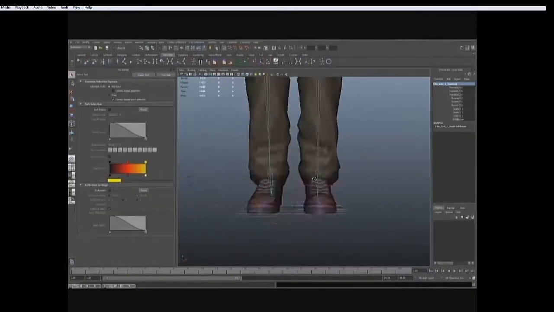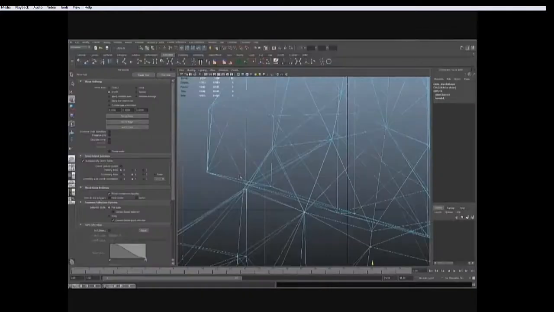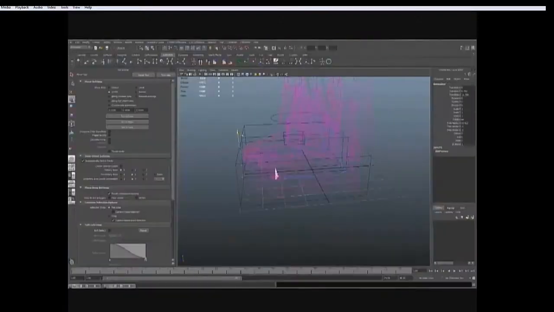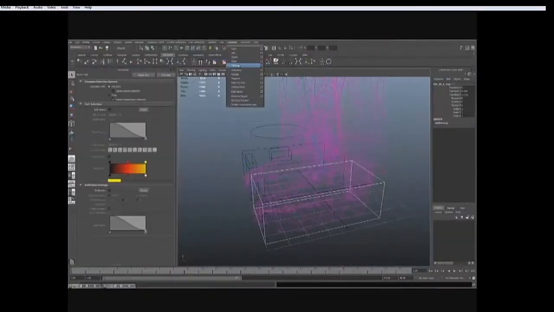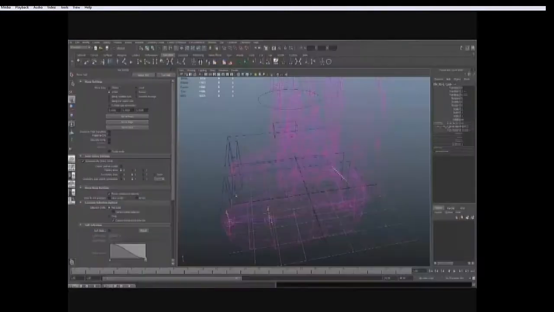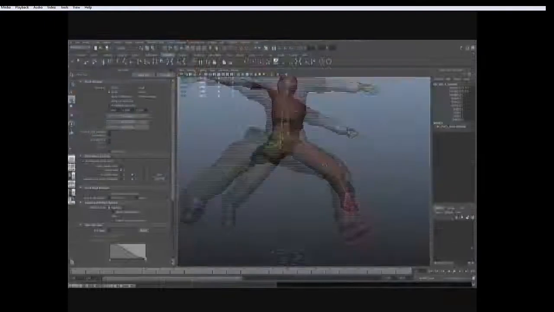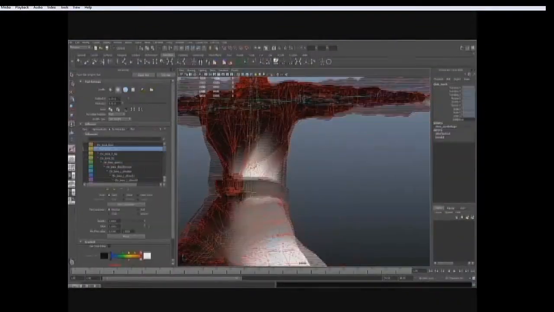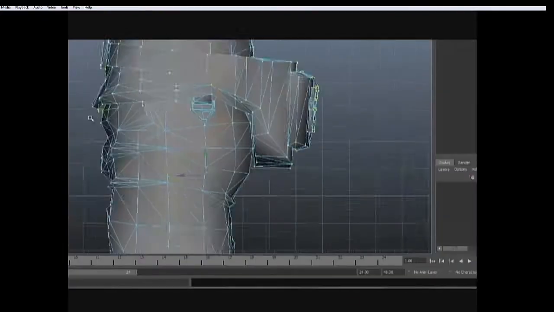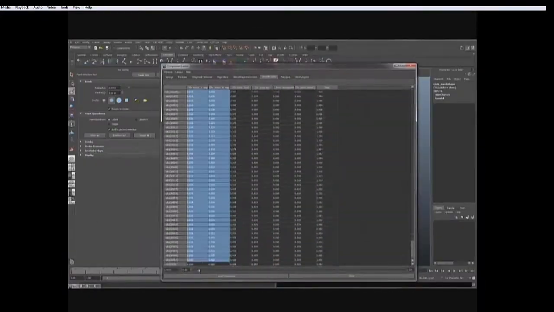Here I'm setting up the controllers. Again, adjusting certain things with the weights. Now I'm working on the midsection, adjusting the weights again. As I build the rig, or as I add influences, I make sure to fine tune the weights. I like doing that because it makes the end work a whole lot easier.